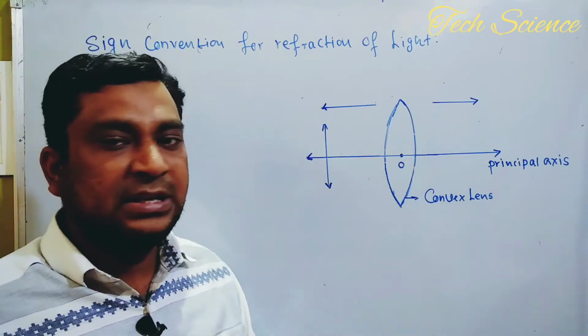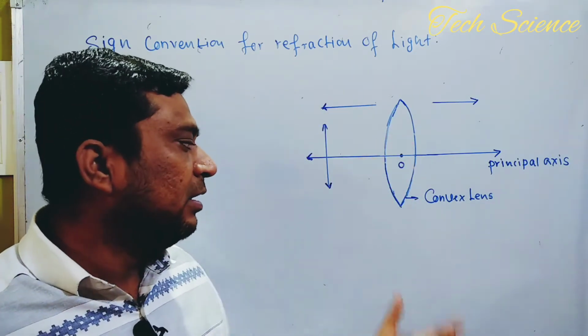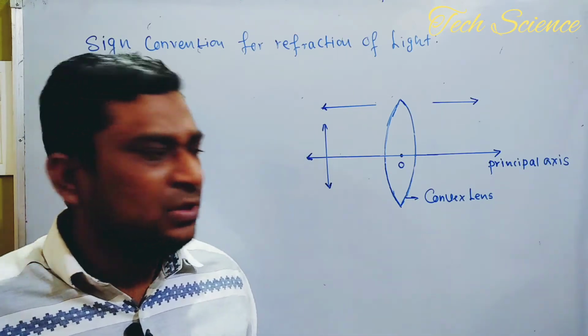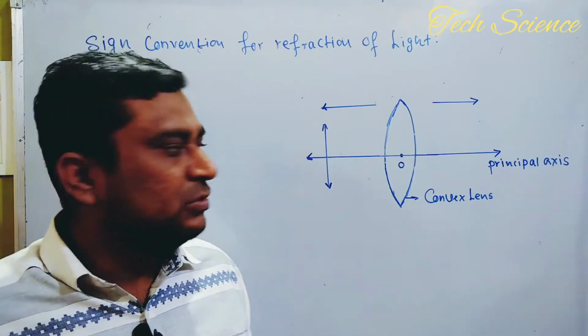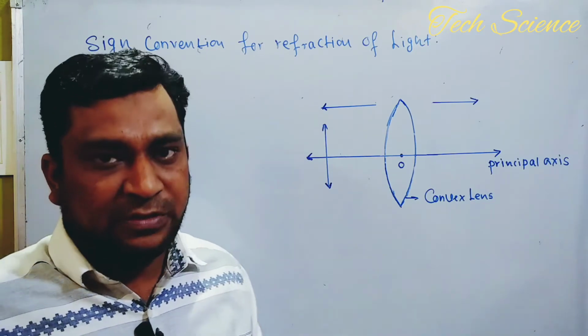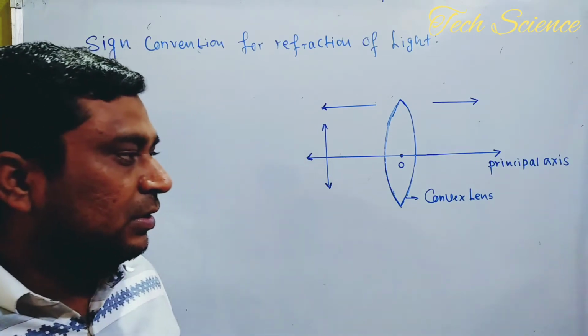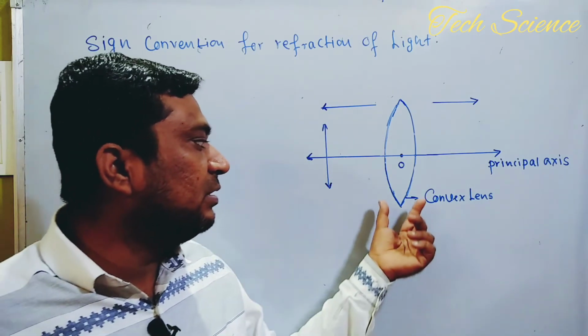Of course, in the lens there is refraction of light, and as a frame of reference, we take a convex lens as an example. You may take a concave lens also, it doesn't matter. In this case, it is also called the new Cartesian sign convention. Okay, so basically we start with the first thing.